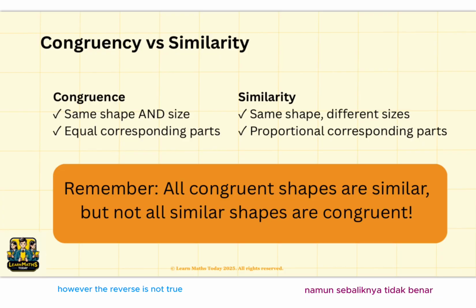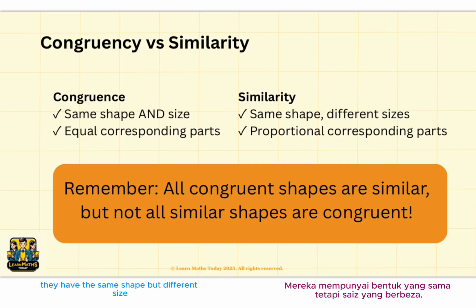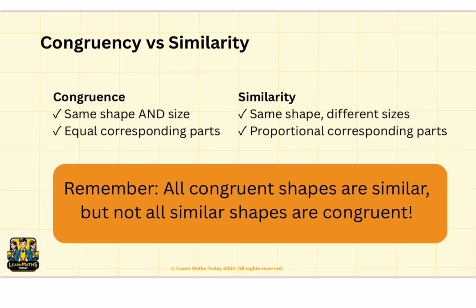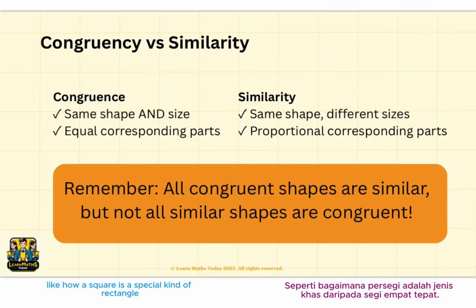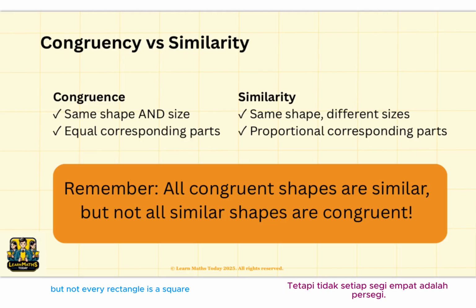However, the reverse is not true. If two triangles are similar with a scale factor of 2:1, they have the same shape, but different size, so they cannot be congruent. This is a bit similar to what we learned last time, like how a square is a special kind of rectangle, but not every rectangle is a square.